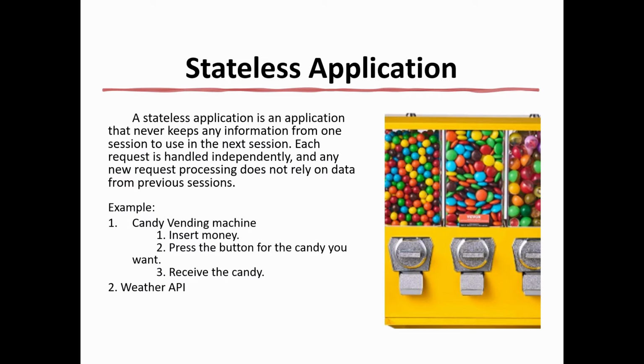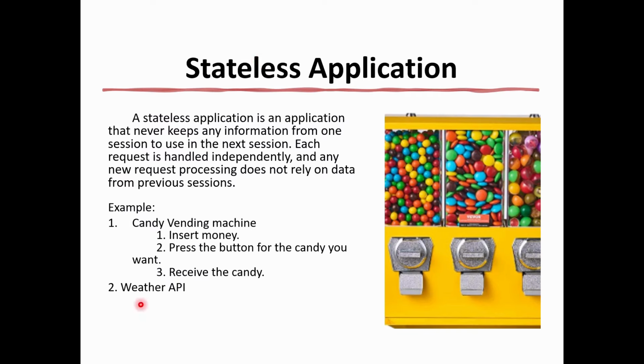For example, you can see a candy vending machine. You put the money, you press the button, you get the candy, and that completes one transaction. If you want more candy, you put the money, you press the button, you get the candy. To serve you the candy the second time, it does not need to store or use the data from the previous request. So that is a stateless application, which doesn't maintain any of your data to serve a new request.